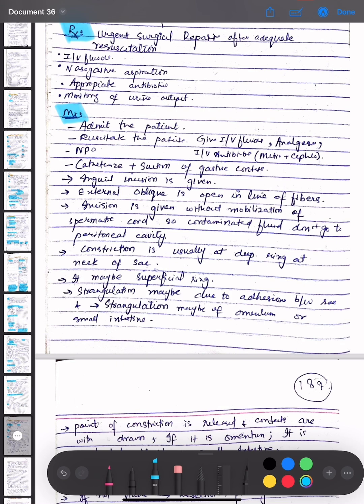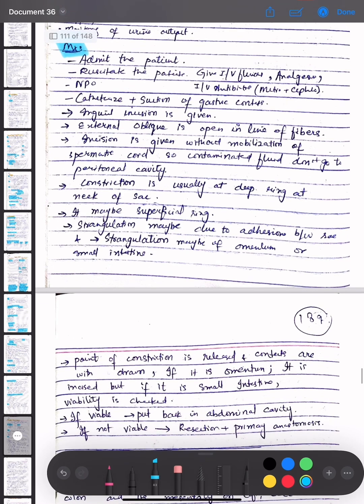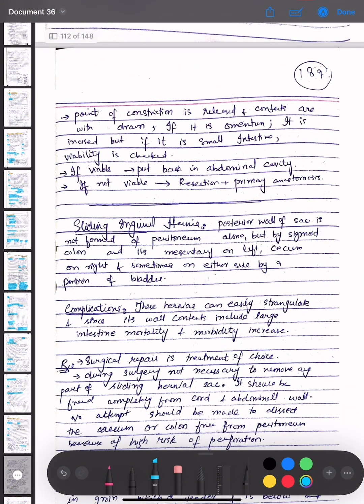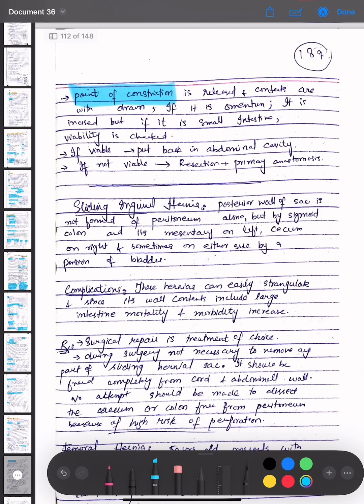Constriction is usually at the deep ring or neck of the sac, and it may be the superficial ring. Strangulation may be due to adhesion of the sac, and the strangulated content may be omentum or small intestine. The point of constriction is released and contents are withdrawn. If it is omentum, it is incised, but if it is small intestine, viability is checked. If viable, put back in the abdominal cavity. If not viable, then resection plus primary anastomosis is done.